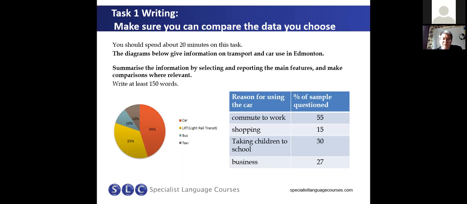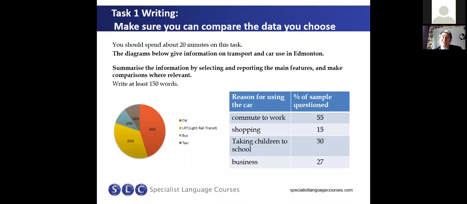Okay. So the blue and the light purple represent buses and taxis. So you could say buses and taxis have exactly the same figure at 10%. By far the largest, being 10% more than its nearest rival, is car, or the use of cars. At 10% less is LRT, and then explain that, which is light rail transit system.